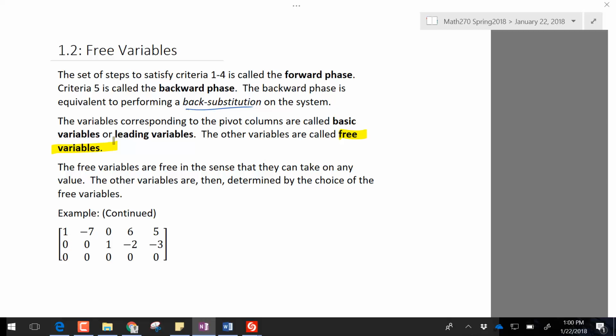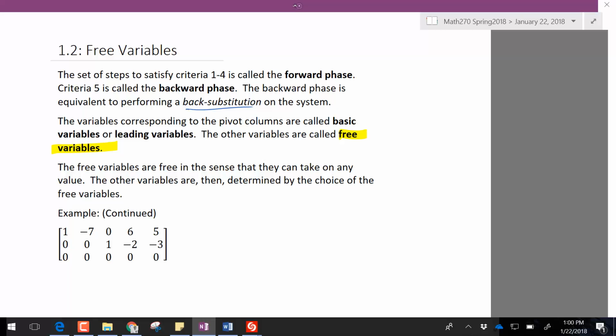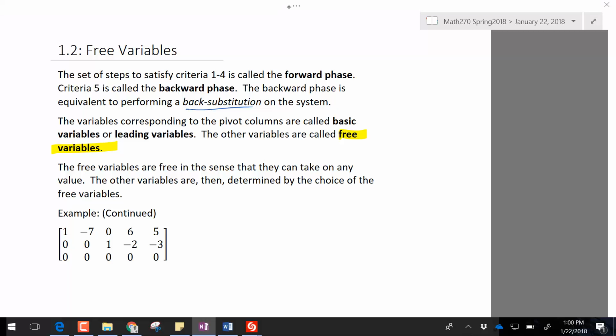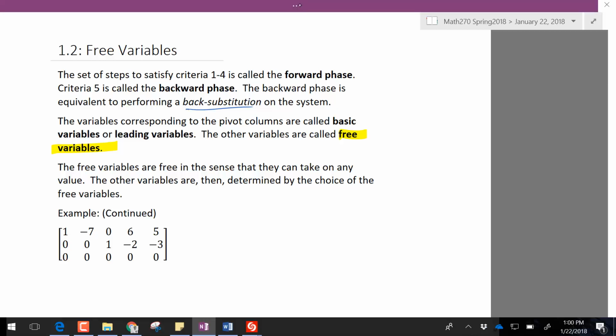And then the free variables are free in the sense that we can let them equal to whatever we want to solve for this particular system. I mean, after all, we are solving for this system. So let's see. This is the same matrix, right, as the one we were working on, provided I didn't make any mistakes.